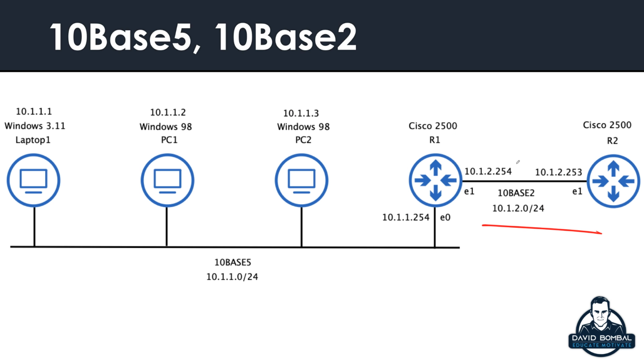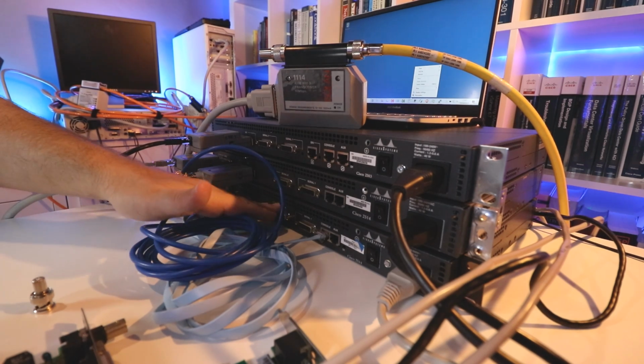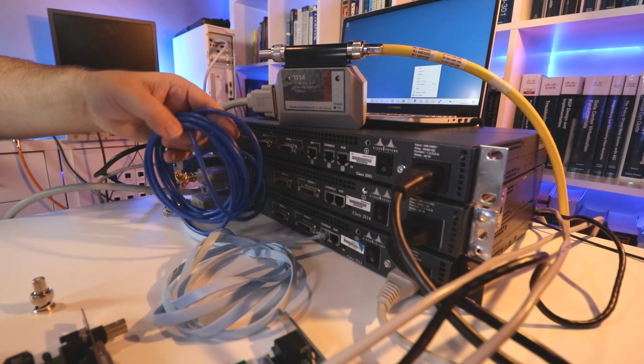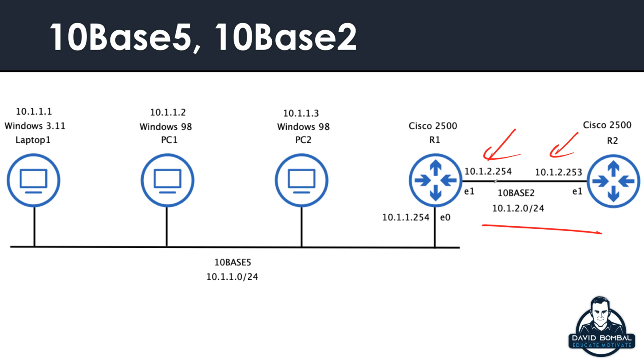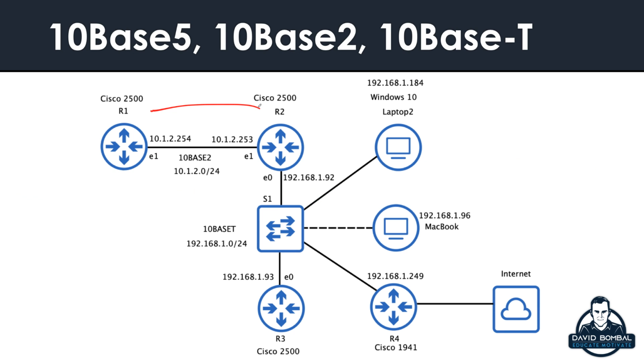10base2 network's very simple. It's just basically those 2 routers connected to each other. So router down here, router 1 and router 2 are connected using this 10base2 network. They are using these 2 IP addresses. And then I go through 10base-T onto the internet.